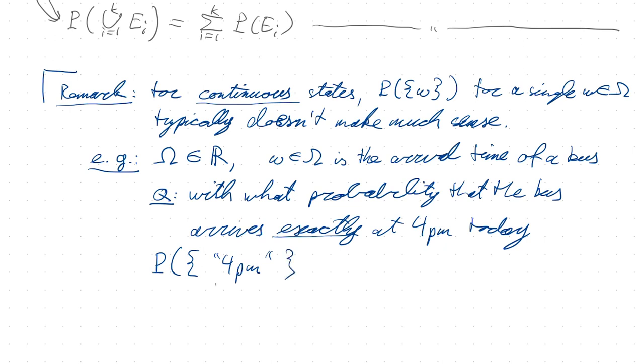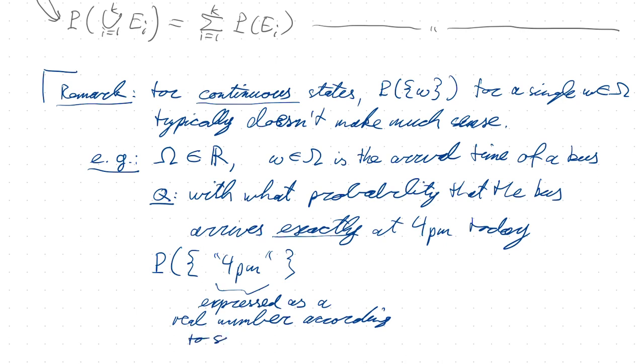So expressed as a real number according to some standard. So what is that probability? And well, you can easily convince yourself that that probability should really be zero. And it should not be zero just for 4 p.m., but it should really be zero for any time. Why is that the case?